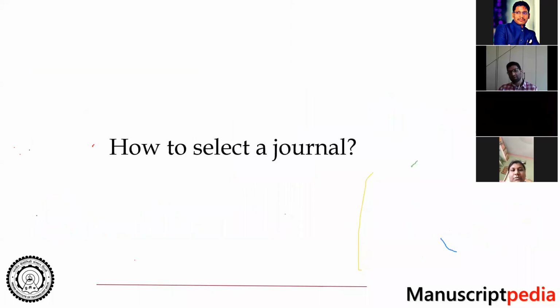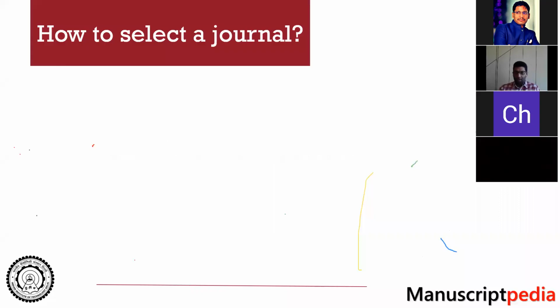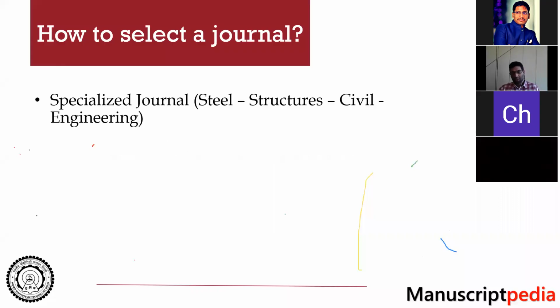Now that we know why we need to publish and the types of publications, it's very important to know how to select a journal. While selecting a journal, you should first look for a specialized journal. I'll give an example. I work on steel. I should first target a steel journal.